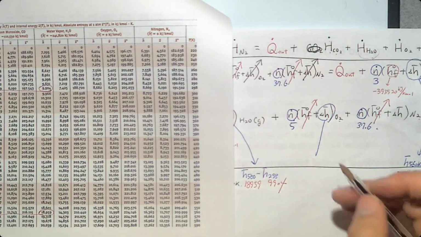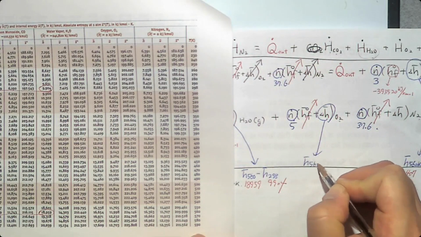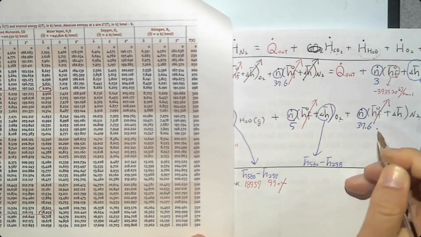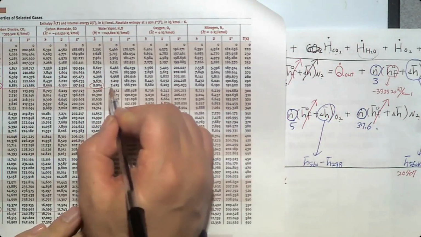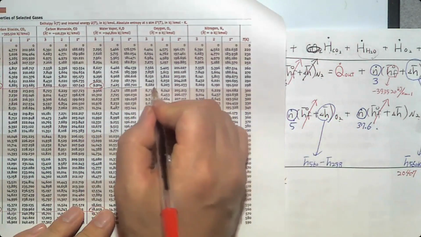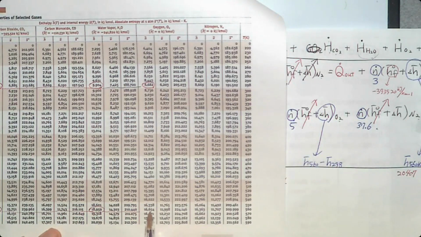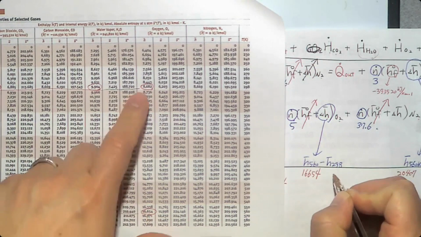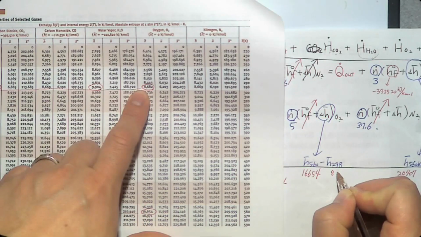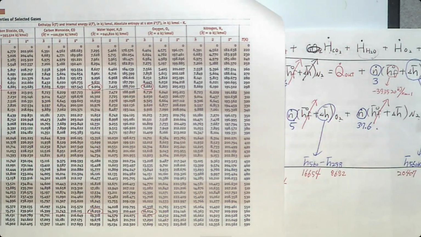I don't like this problem. So H bar at 560 minus H bar at 298. Where is oxygen? Here. Let's find H bar at 298, this number, and H bar at 560, this number. You see these two. This one is H bar at 560, 16,654. H bar at 298, 8,682.